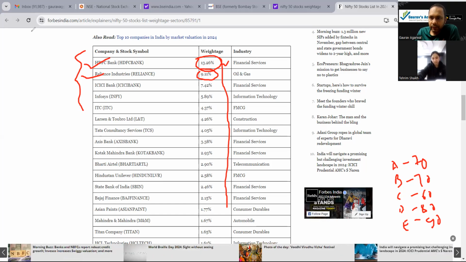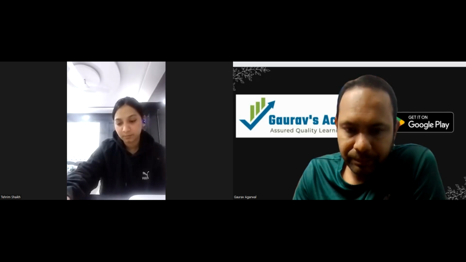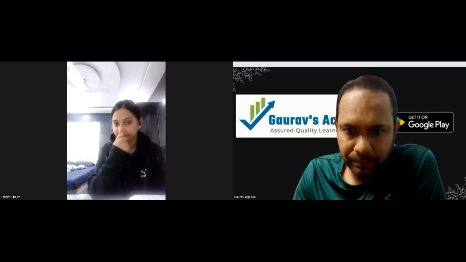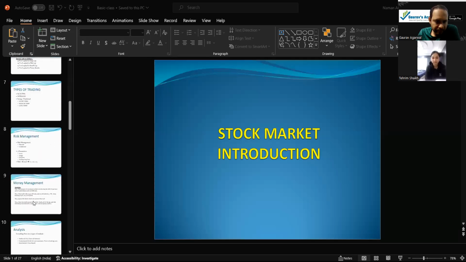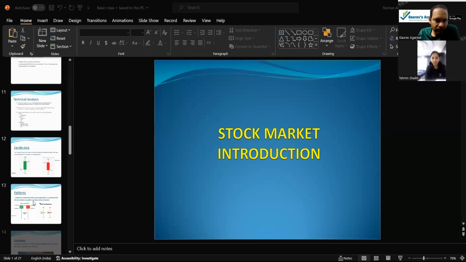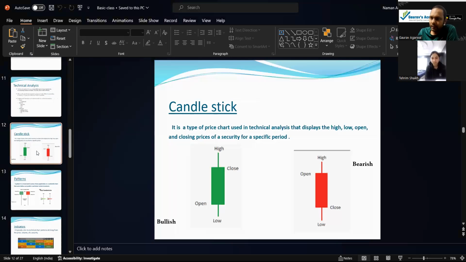Let's move on to a different slide. So let's start with the candlestick again, right? Yesterday we spoke about there are two main candles. One is bullish, one is bearish, meaning one is red and one is green. Now we will talk about the categories of candlestick. Which categories should we identify and trade, right?